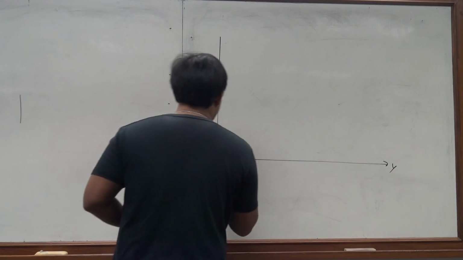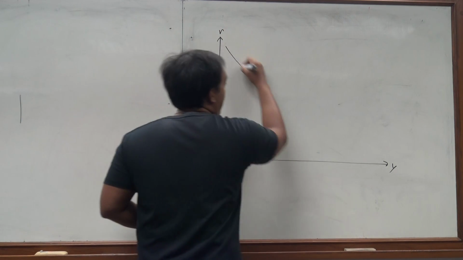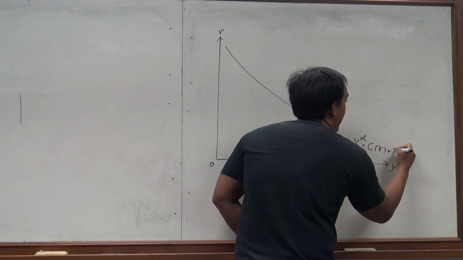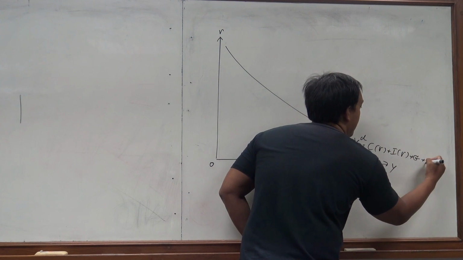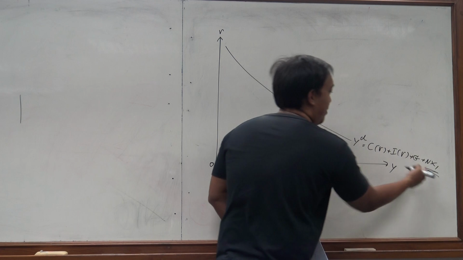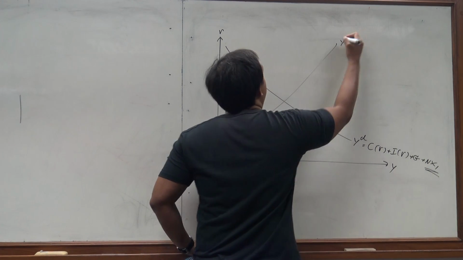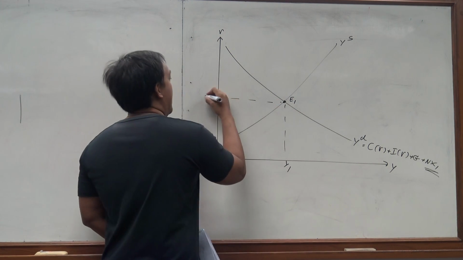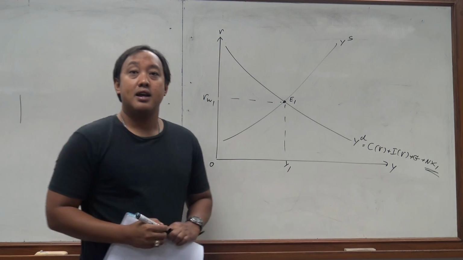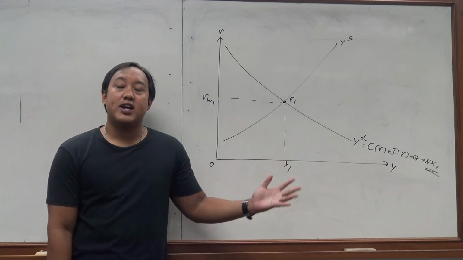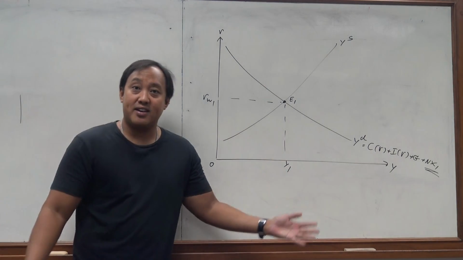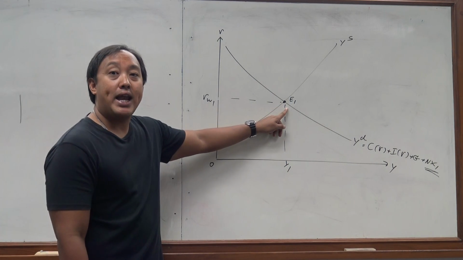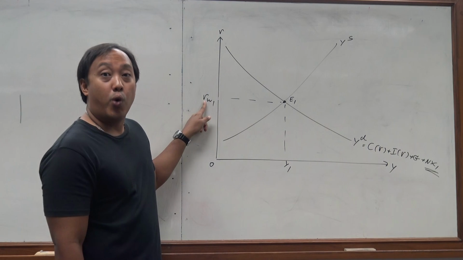This is Y, O, and this is R. This is YD, which already includes an X in the equation, let's say X1. This is YS. This is, let's say, E1, Y1, RW1. Okay? This is a graph of the country that has already opened up, because the equilibrium point already follows the real interest rate of the world, RW1.